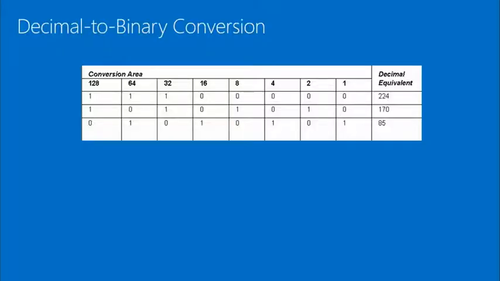Binary is typically what computers talk, binary or hex, hexadecimal. We're not going to get into hexadecimal here, but we will talk about binary. So this little conversion chart that is displayed basically shows the different fields. We see 1, 2, 4, 8, 16, 32, 64, 128, and then the decimal equivalent of numbers in the right-hand column.